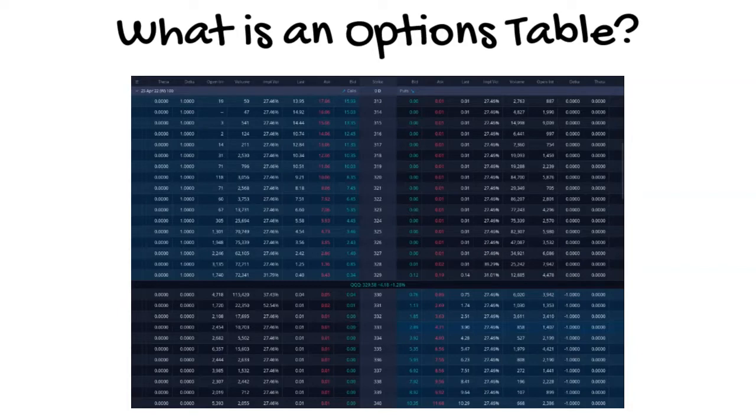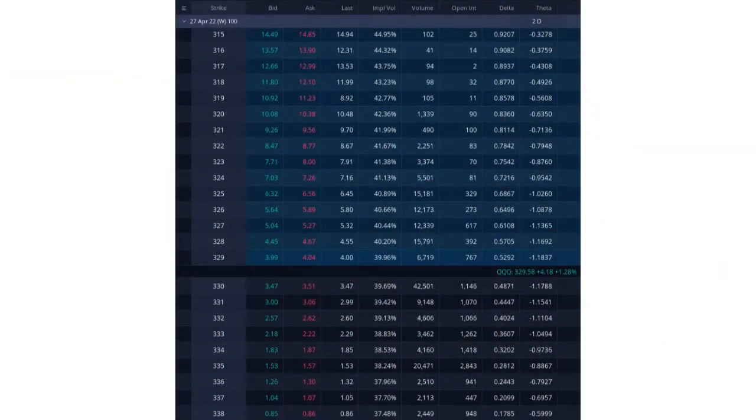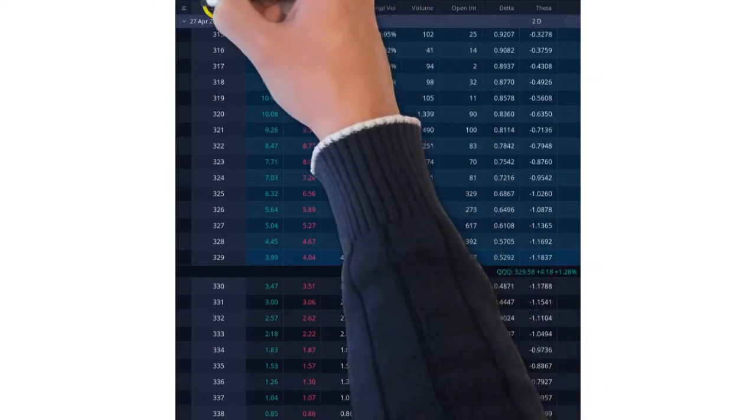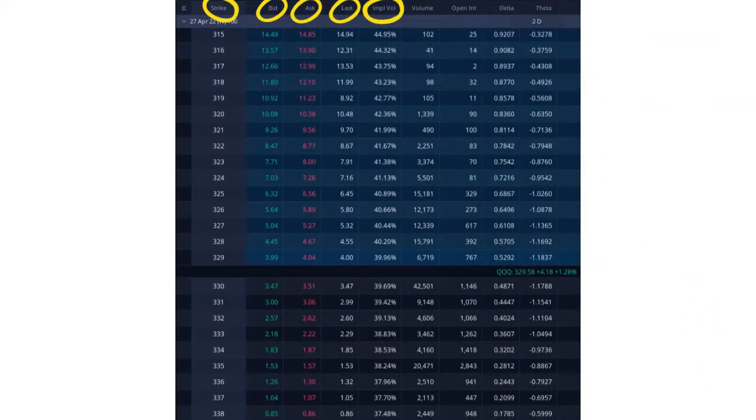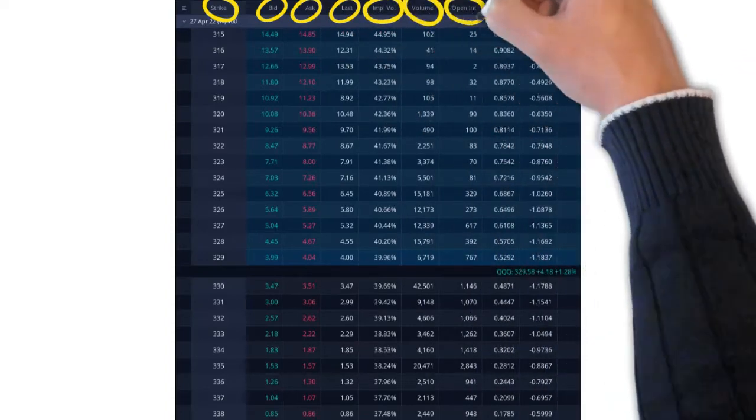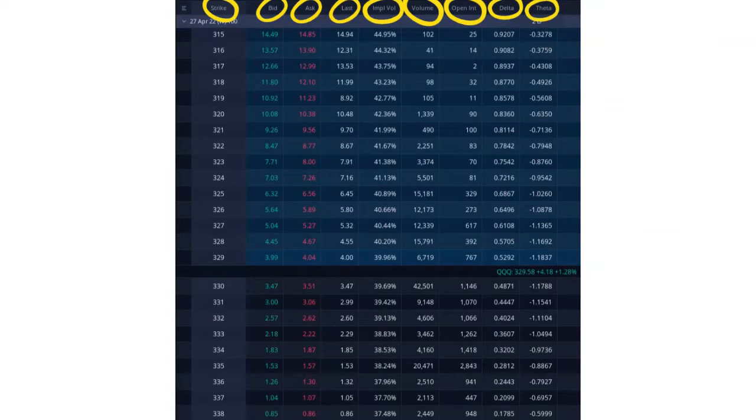by column. So here is our options table zoomed into one side. You'll notice on our upper row, we have in order from left to right, our strike price, our bid, our ask, our last, our implied volatility, volume, open interest, then the delta and the theta on our contracts. So to break those down individually, let's go column by column. The first one was the strike price.